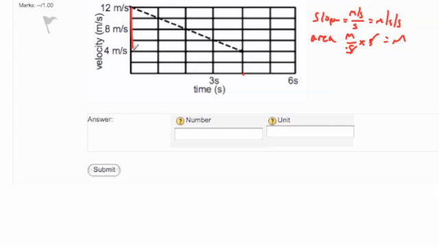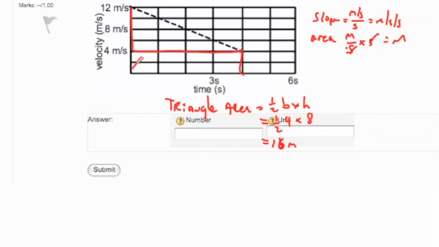And we might notice that we've got a triangle and we've also got a rectangle. The triangle then will be, so let's come down over here. Triangle area will be 1/2 base times height. The base is 4 seconds long. The height is 8 meters per second high, and that's going to be 16 meters.